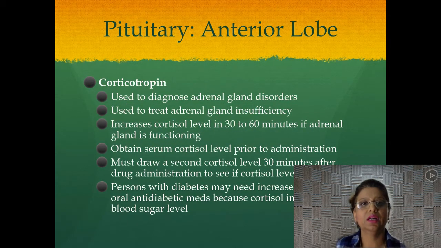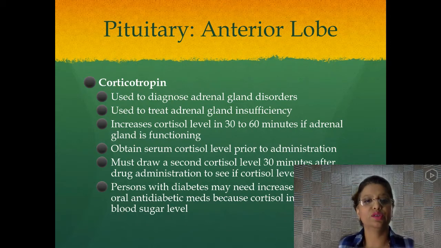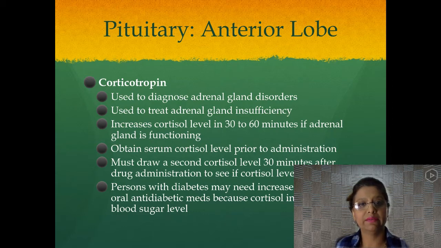Now, one of the hormones that is synthetically made is corticotropin. This is a synthetically made hormone, right? It is used to diagnose adrenal gland disorders. It is used to treat adrenal gland insufficiency. It increases cortisol levels in 30 to 60 minutes if the adrenal gland is functioning. So technically, it is a chemical preparation which we give to our patient. We must check the patient's cortisol level prior to administration, and draw a second cortisol level 30 minutes after drug administration to see if the cortisol level rises.